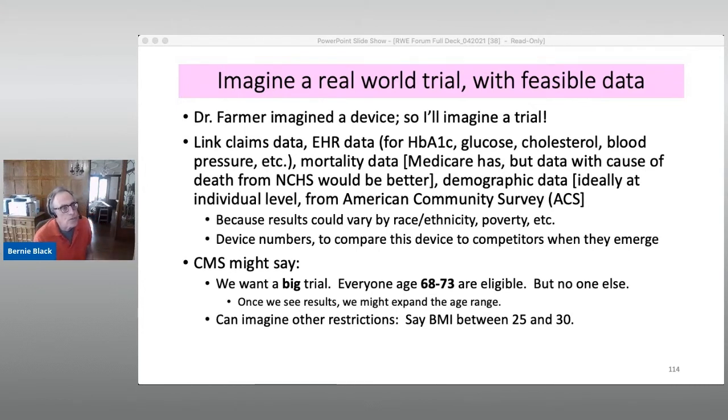And we can imagine other restrictions. The initial trial was only on ordinary weight people. So let's start with BMI between 25 and 30. Next slide.